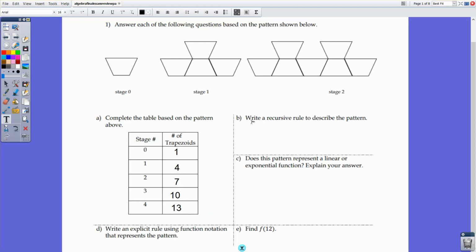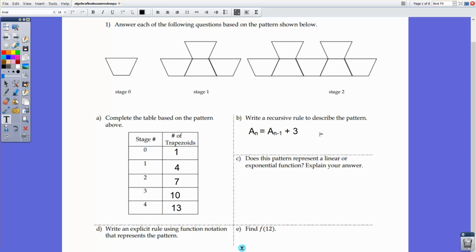Now, a recursive rule. So we have a couple of different strategies that we can use to write recursive rules. The recursive rule that we can use in regular equation language looks like this. A sub n equals, and the way you write a recursive rule is you always would use the previous term in your rule. So using the previous term, what would you do to that previous term to get the next term? You would just add 3.